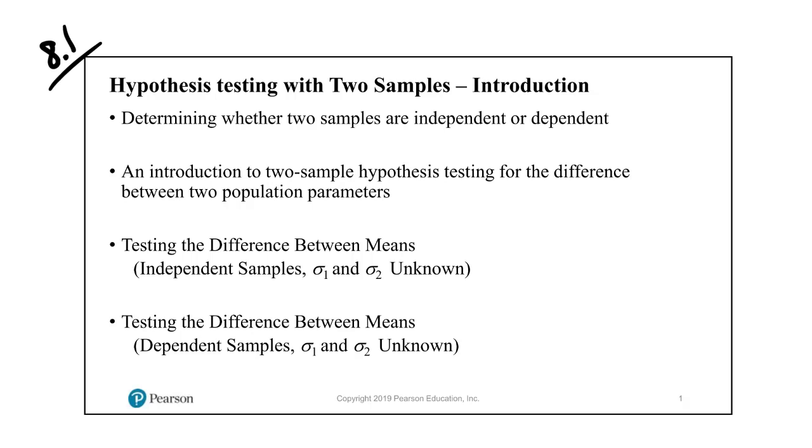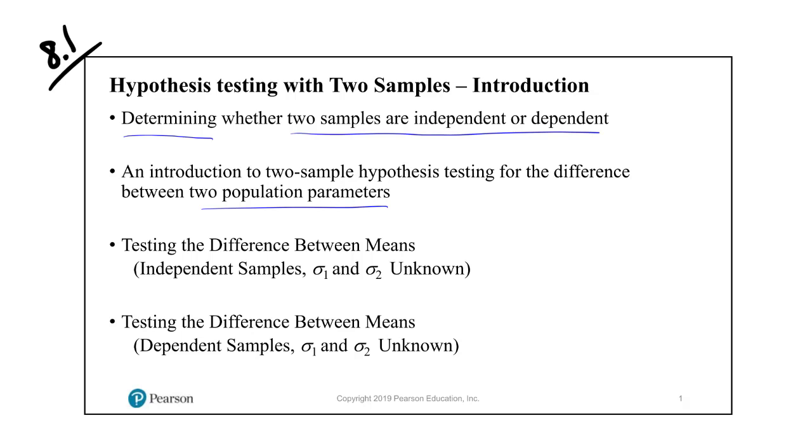So the first thing is determining whether the two samples are independent or dependent. We're going to have to take a look at what that means and how we can decide whether samples are independent or dependent. That's going to make a difference in how we study them. Then we'll do an introduction to two-sample hypothesis testing for the difference between two population parameters. And we're going to look at the difference between the population means, mu.